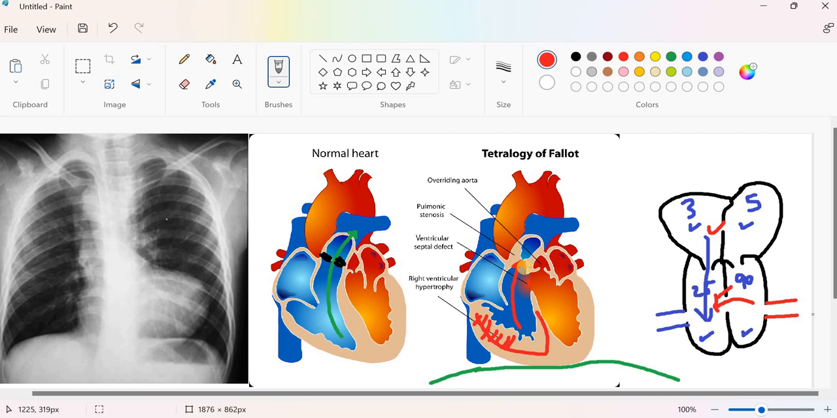Tetralogy of Fallot usually has 2 extra features. One of them is volume overload, as I discussed here, which is ventricular septal defect. And the 4th one is what we call overriding of the aorta. Overriding of the aorta means simply that I have the right ventricle and the left ventricle. Usually the aorta should only take the blood from the left ventricle. The word overriding means that the aorta is in a position such that it can take the pumped blood from the right ventricle and the pumped blood from the left ventricle.